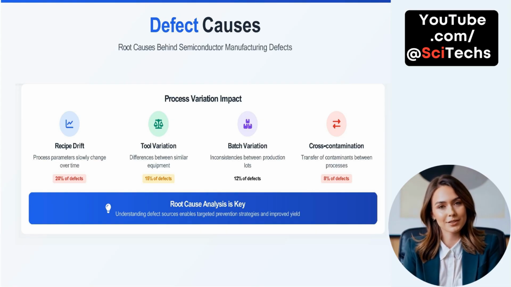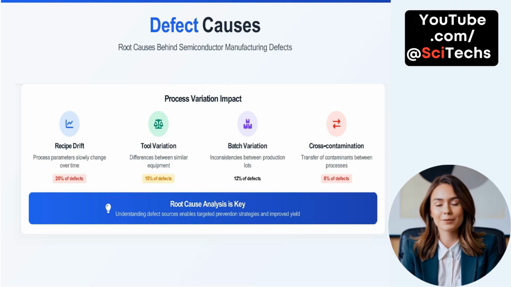Tool variation is another critical factor. Even tools of the same model can behave differently due to wear, calibration, or subtle manufacturing differences, contributing to 15% of defects. Batch variation adds another layer of complexity. Differences between production lots, whether from raw materials or process inconsistencies, lead to 12% of defects.